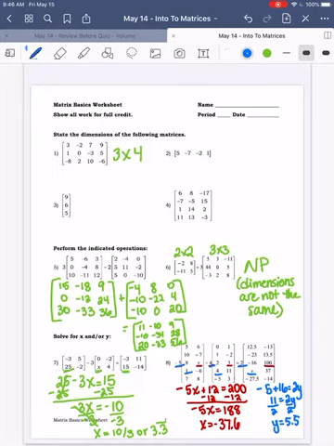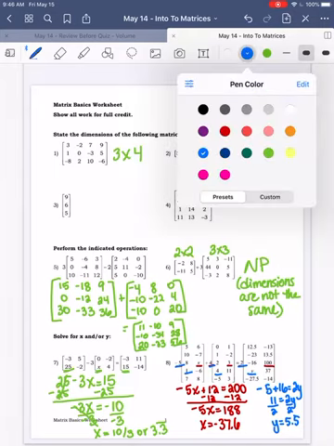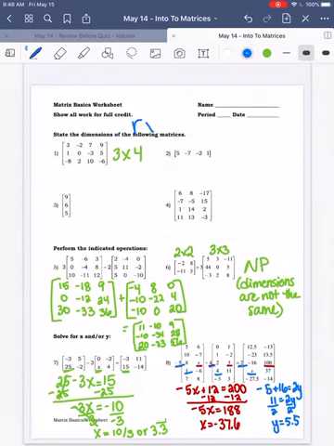Okay, so the dimensions, some of us had it backwards, so I want to make sure that we're clear on this. So remember, it's row by column. Rows go this way and columns go this way. So we want to go horizontally and then vertically.